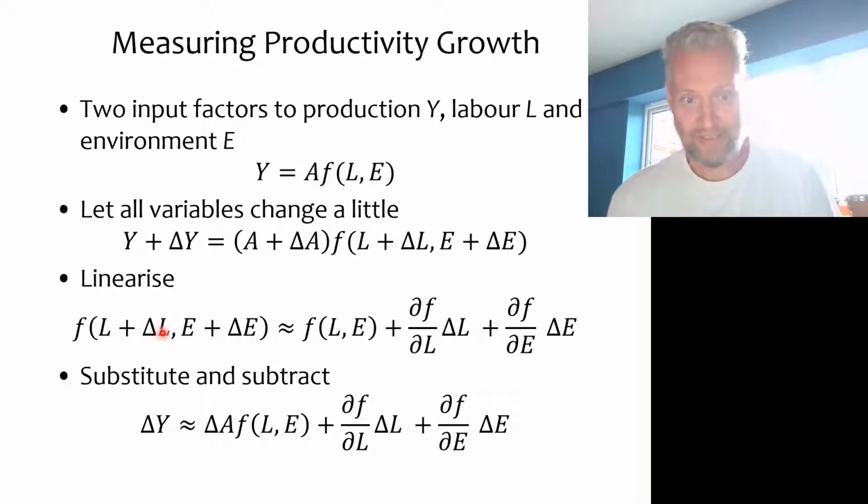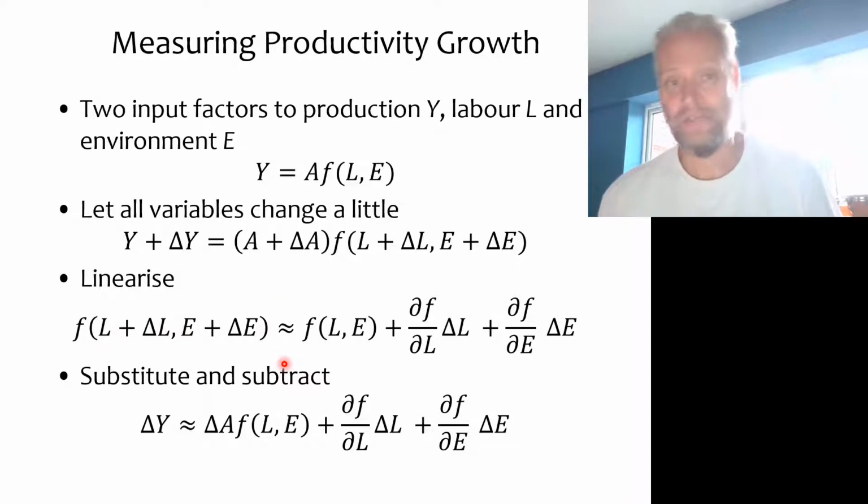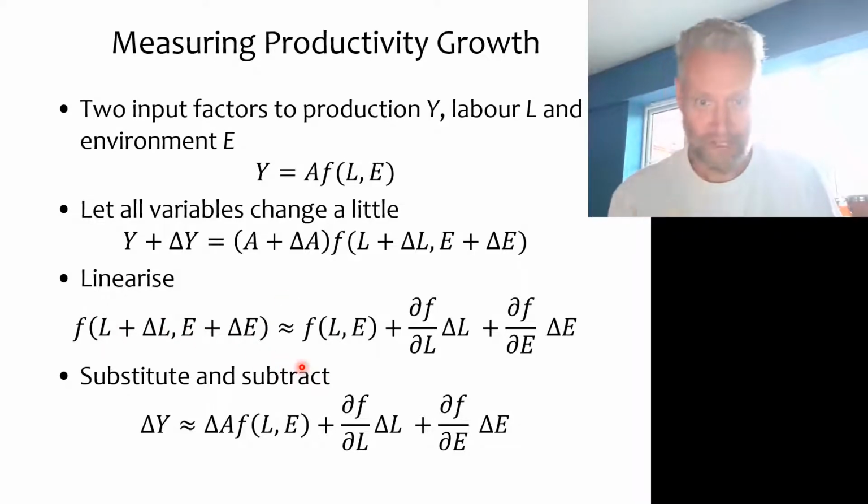F of L plus delta L and E plus delta E is approximately equal to, this is a first order Taylor approximation, the original production plus the change in L times the first partial derivative of the production function to labor plus the change in the environment times the first partial derivative of the production function to E. And this is just a general expression that is always approximately true.